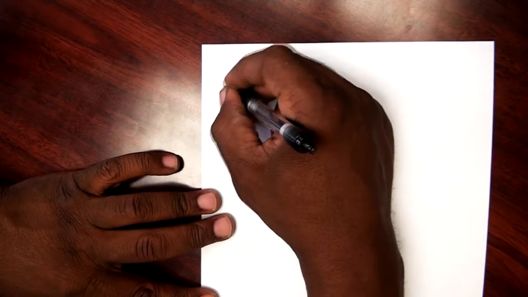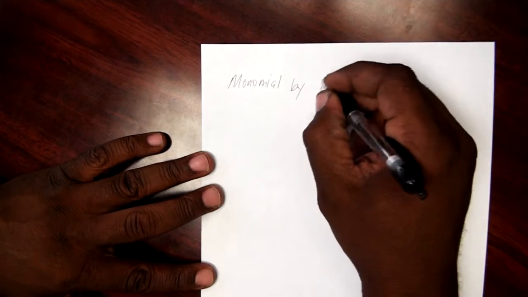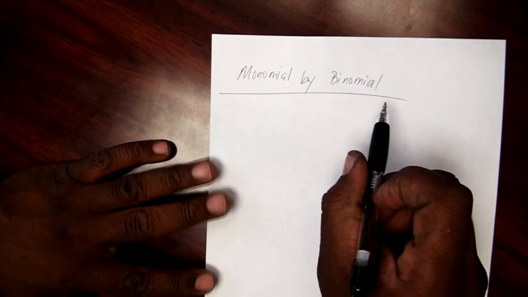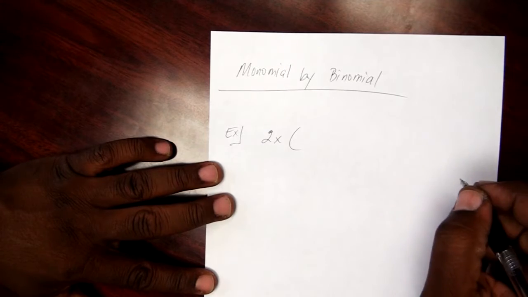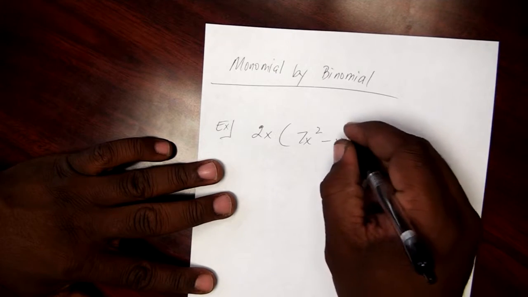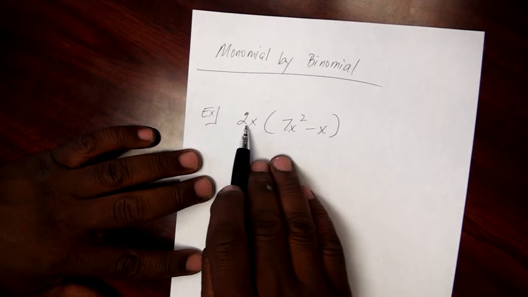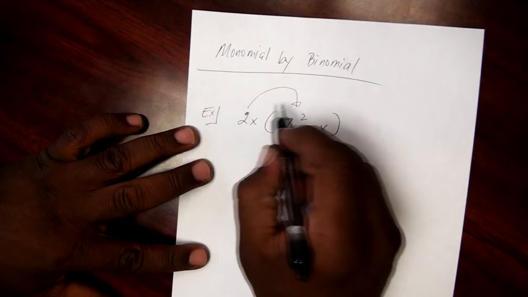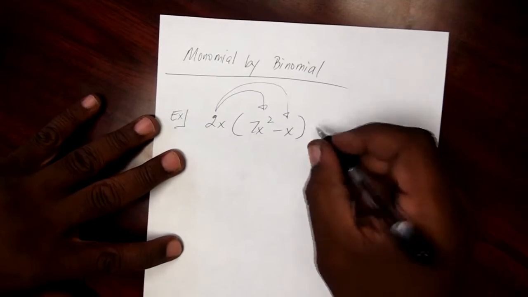And here's an example of a monomial by a binomial. So keep in mind that a binomial is a polynomial with two terms. 2x times the quantity 7x squared minus x. So here again I have a distributive property setup. I have a quantity on the outside and I have a binomial on the inside. So I simply want to distribute 2x with every term in the innermost set of parentheses.